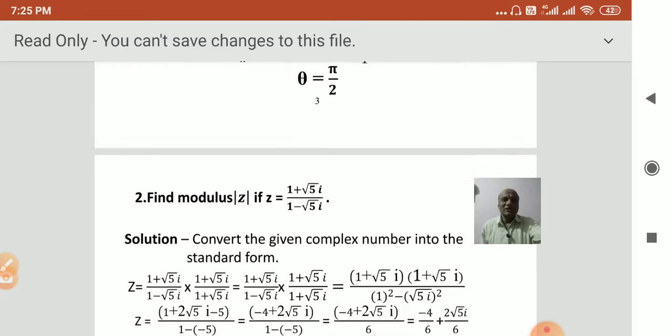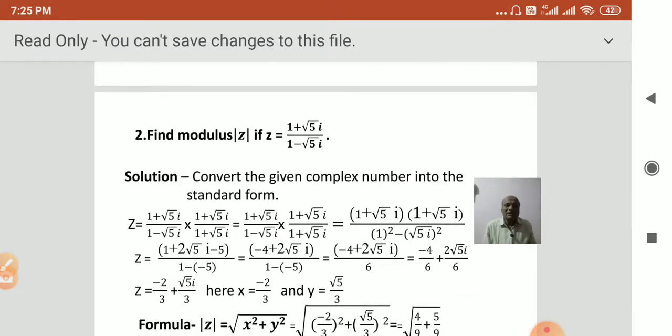Now we take another example: find the modulus of the given complex number. Now we take a somewhat different example. We have been given z equal to 1 plus square root of 5i divided by 1 minus square root of 5i. So first of all, we have to convert the given complex number into standard form. So how do we convert the given complex number into standard form? See the procedure. First, write the complex number as it is, that is z equal to 1 plus square root of 5i divided by 1 minus square root of 5i.